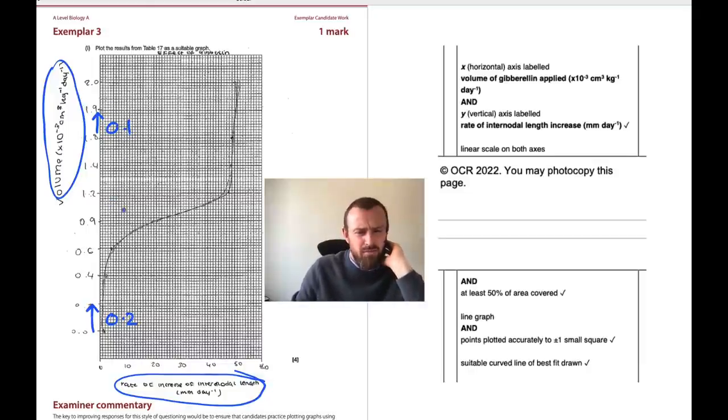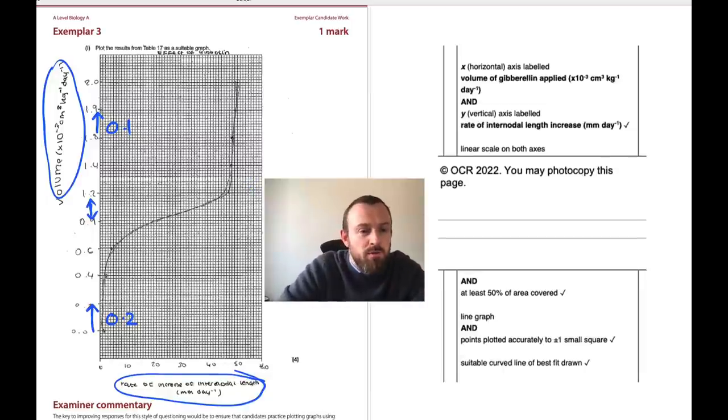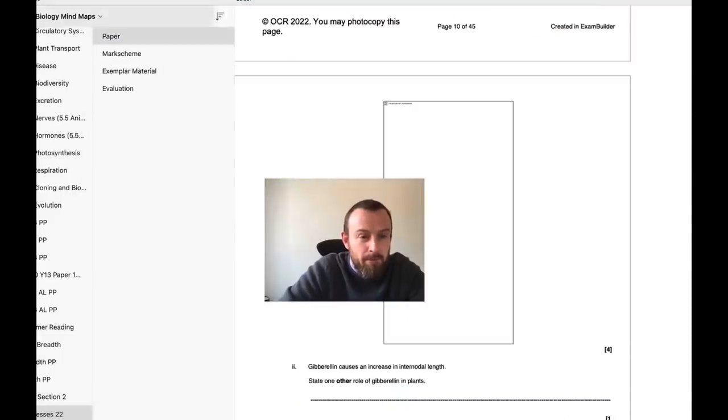Oh, and there's all sorts of madness here. I didn't even spot this one. That's even worse. Yikes. So yeah, don't do this. Your scale needs to be linear, like on a ruler. Okay, right. So let's move on. Get back to the paper.